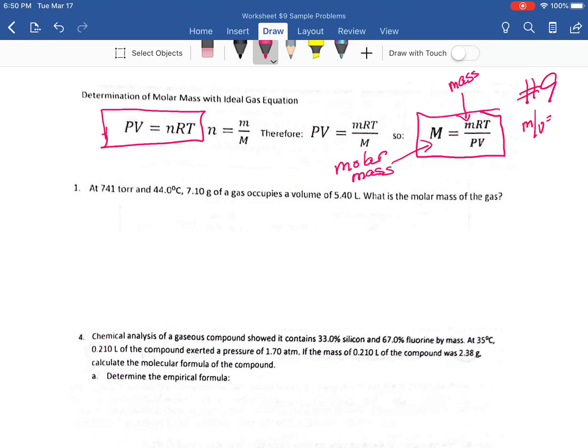And if you're saying, wait, that's density, you're absolutely right. So we can actually substitute density in here as density RT over P if we need it, which we will.